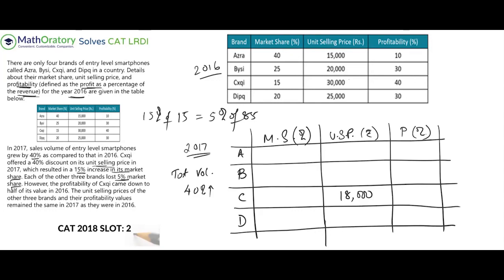The total market should balance out. The market share is always calculated out of 100%, right? So percentage wise, this should always balance out. But this is not balancing out, right? I mean, 15% of 15 is not actually equal to 5% of 85. So now you can rule this out.